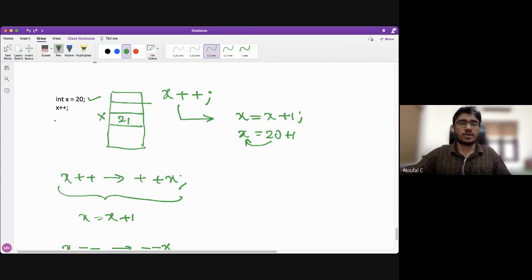Now suppose that if I write after that minus minus x. x already has the value 21. When x minus minus is executed, x equal to x minus 1 happens. x already has 21, so it will be subtracting 1 from it, so it will become 20, then 20 will be going back to x. So the value of x will again become 20.